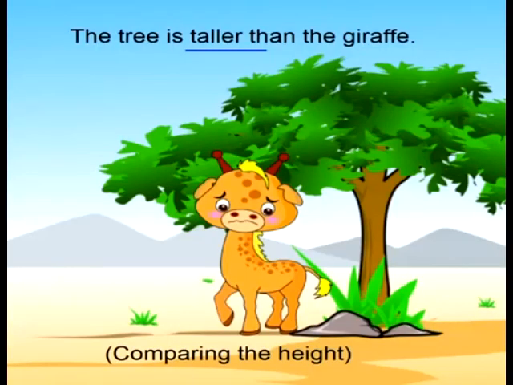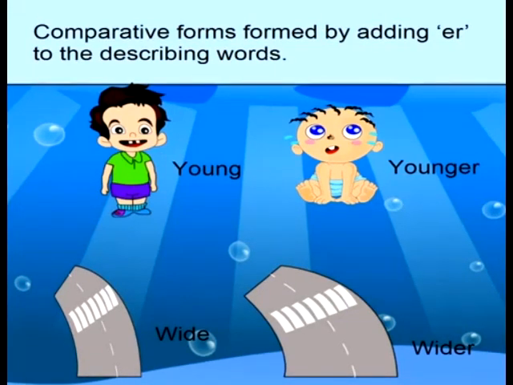The tree is taller than the giraffe. Here we use taller, the comparative form, as we're comparing the height of the tree and the giraffe. So how do we get the comparative form of words? We can get it by adding er, but this is not for all words, remember.